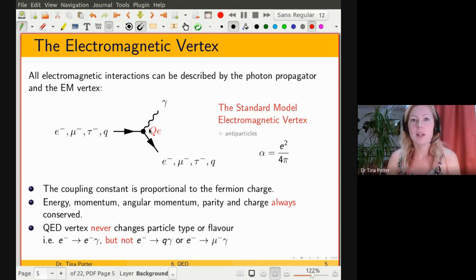We're not going to violate our well-known energy and momentum conservation or angular momentum laws. Parity and the charge, as I said, are always conserved in this. So you're not going to violate any of those. And as I said, that never changes the particle type or flavor. An electron is still an electron after it absorbs or emits a photon. Only the W boson can change flavor.